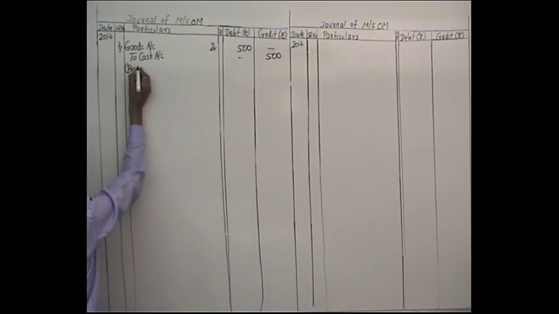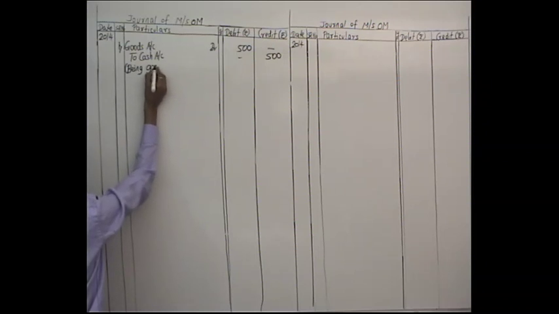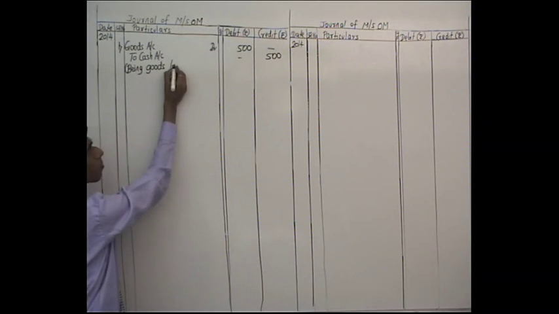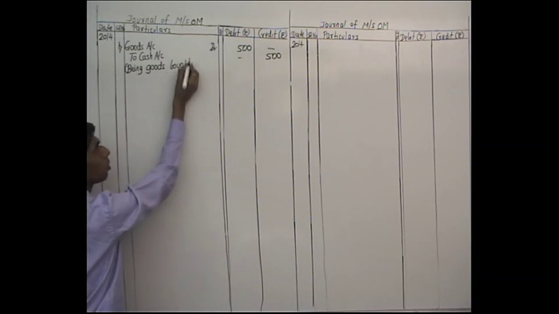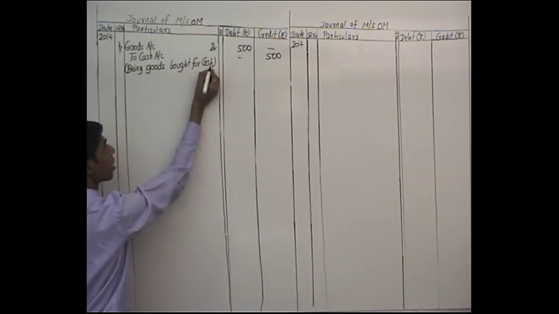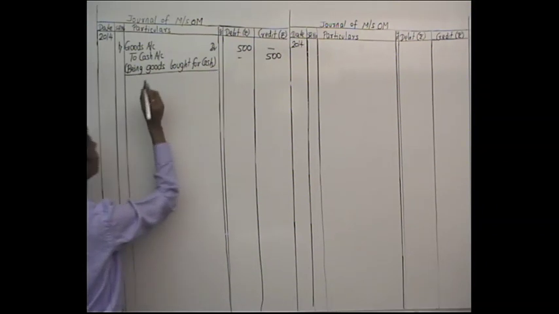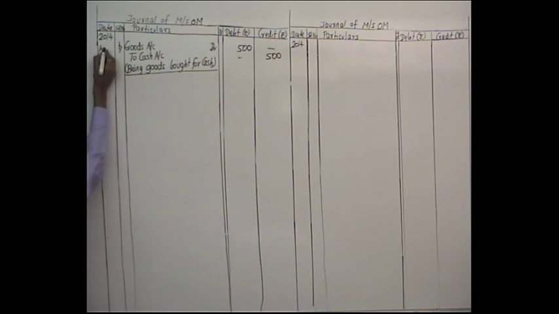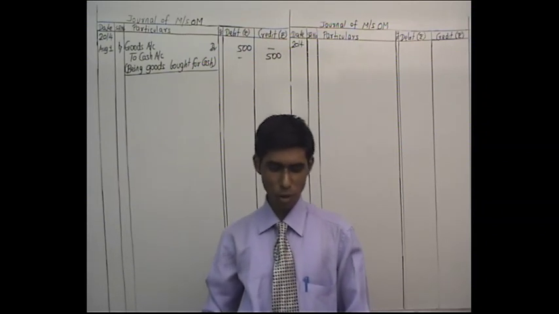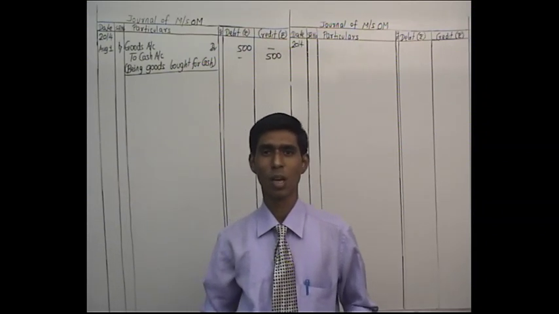Being goods bought for cash. Date is August 1.